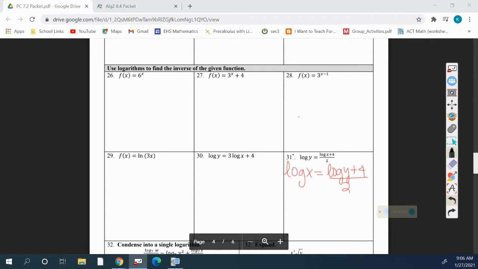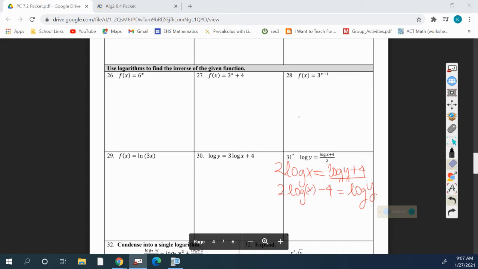Okay, what's the first thing I need to do? Times by 2. I want to get this out of my way, so I times both sides by 2. So the 2's are gone. Okay, what's the next thing I need to move? Minus the 4. So I have 2 log base 10 of x minus 4 equals log y.